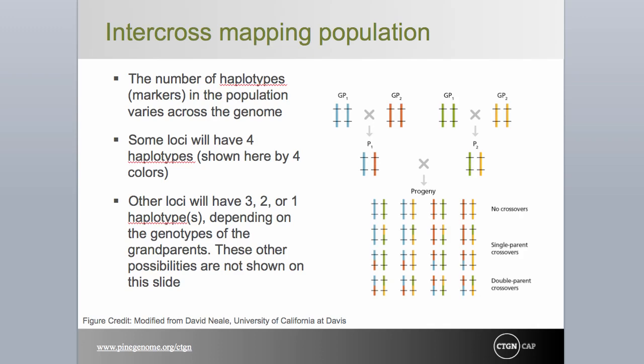What do we mean by that? Take the case shown in this slide. Markers that had this arrangement would be fully informative. In the F2 progeny, you would know exactly where each allele came from in every individual, and you could extract information for both the male and female meiosis.